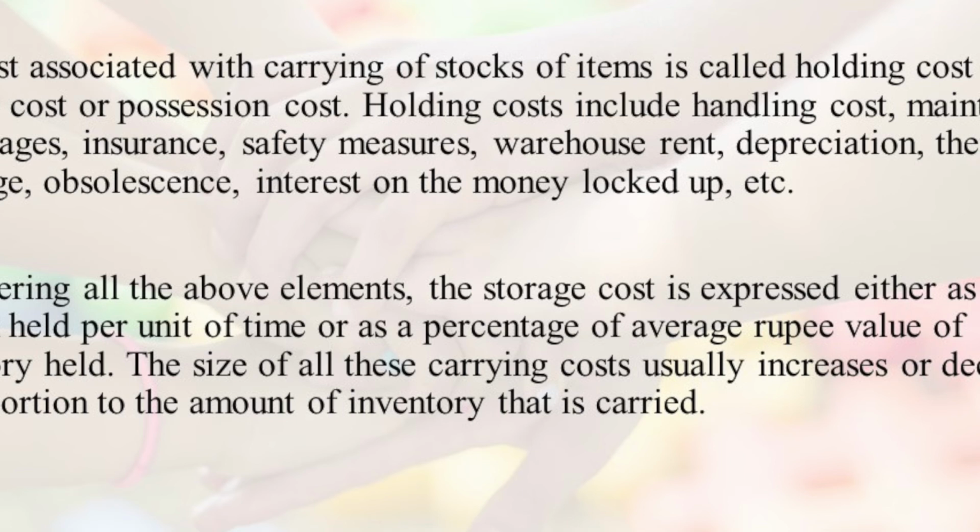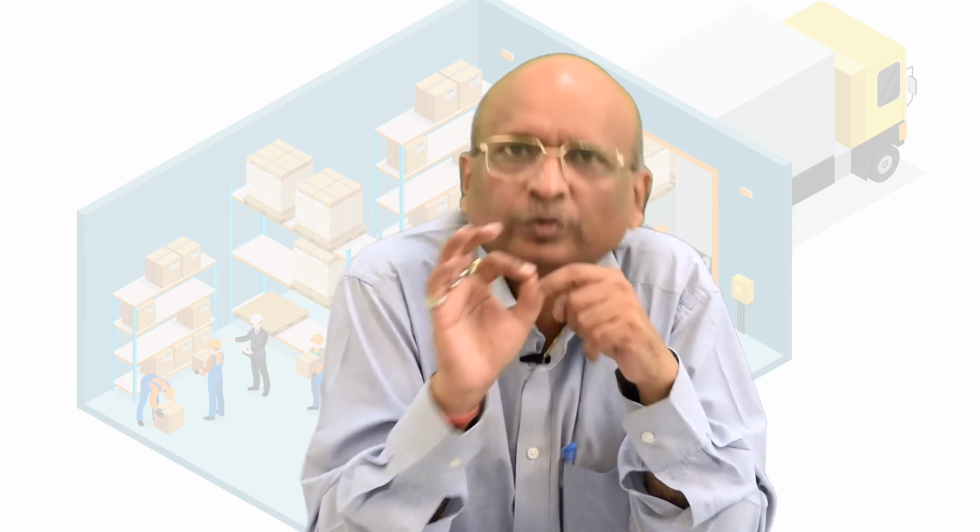Considering all the above elements, the storage cost is expressed either as per unit of item held per unit of time or as a percentage of the average rupee value of inventory held. The size of all these carrying costs usually increases or decreases in proportion to the amount of inventory that is carried. So I am telling you two things. First is what the carrying cost is and how it is affected by the number of items which are stored.